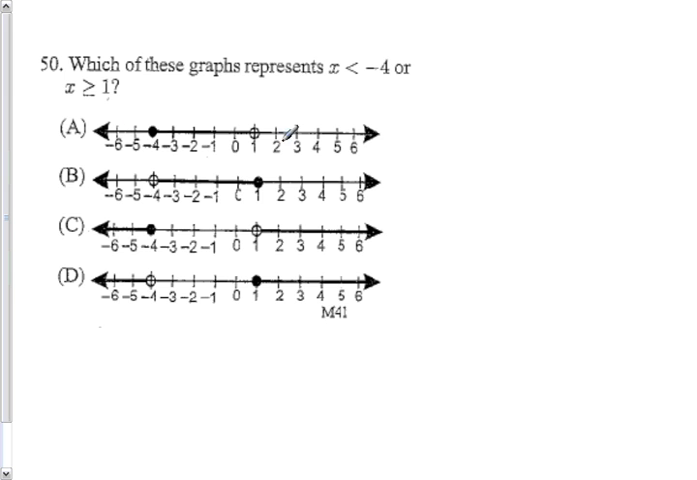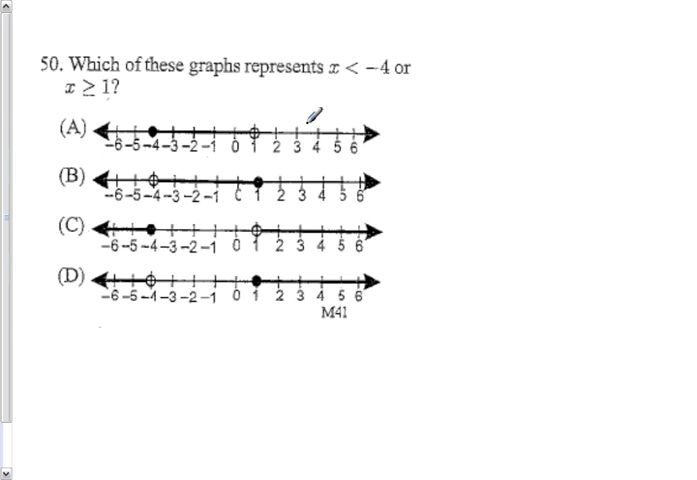We have a number line with some inequalities, and we've got to figure out which of the graphs represents x is less than -4 or x is greater than or equal to 1. Before we even start with the graphs, I want to do a mini lesson on inequalities.